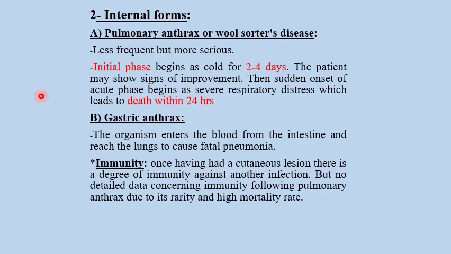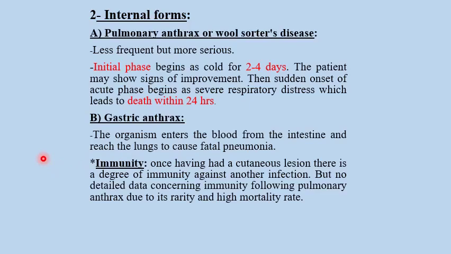And of course they use this spore as a warfare weapon, as a biological weapon, relying on this type of infection which occurs through inhalation of the spores. In gastric anthrax here the organism will enter through the blood by eating contaminated food from the intestine and then it will reach also to the lung to cause fatal pneumonia.